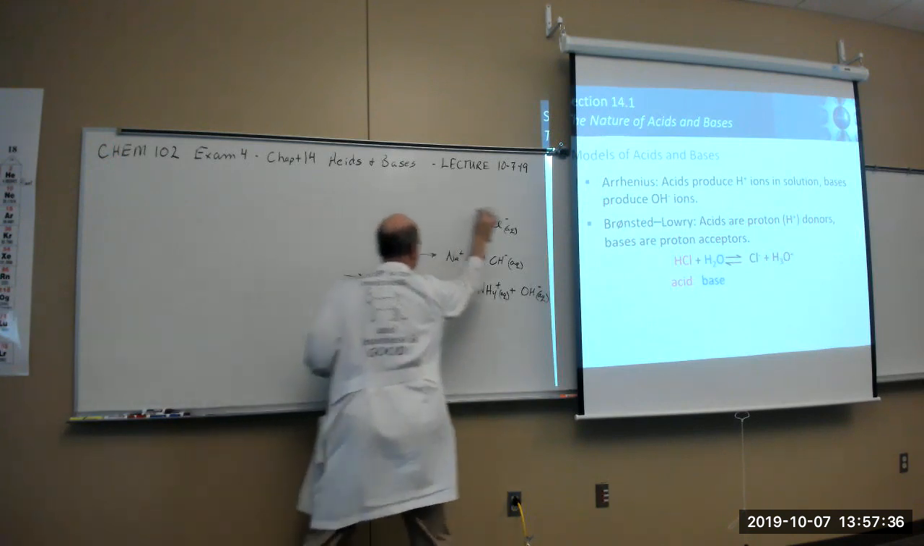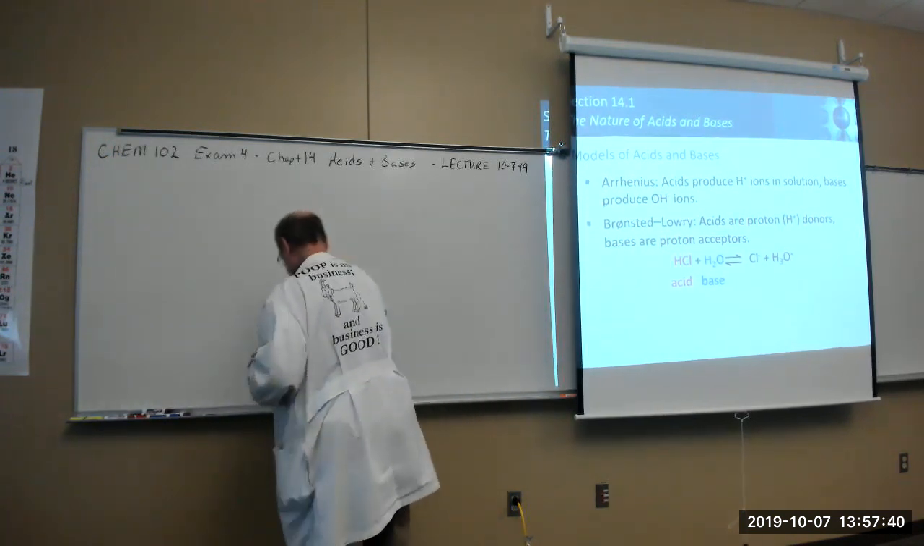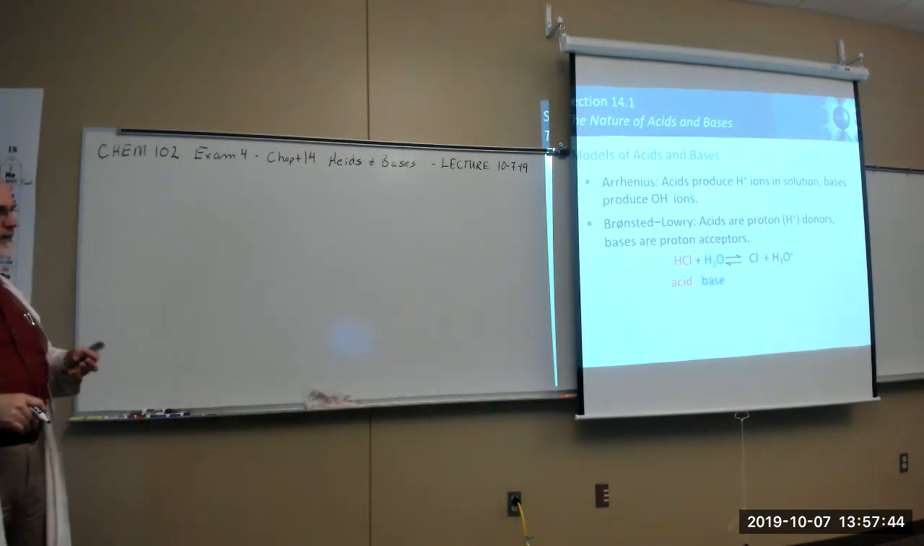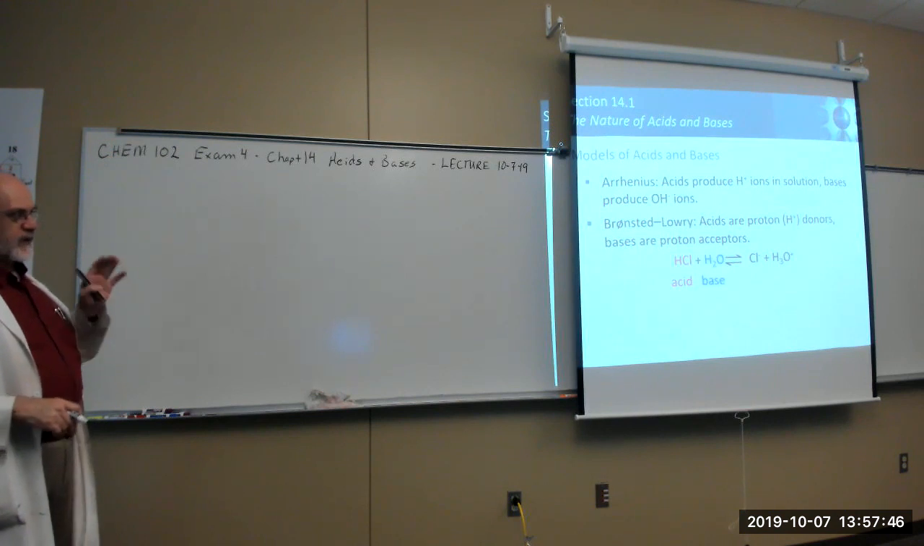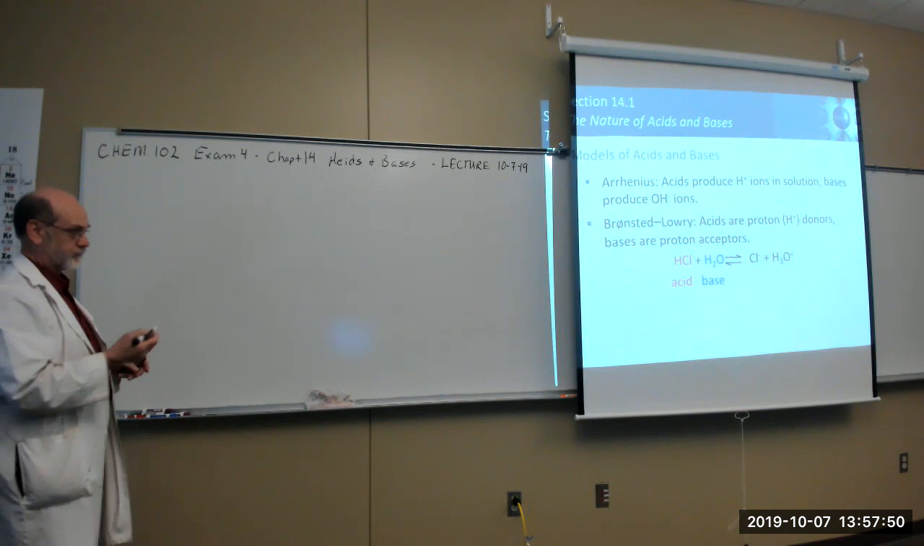So the Arrhenius definition is not used anymore. That's just a historical artifact. We're more interested in Bronsted-Lowry, so we'll focus on that one.